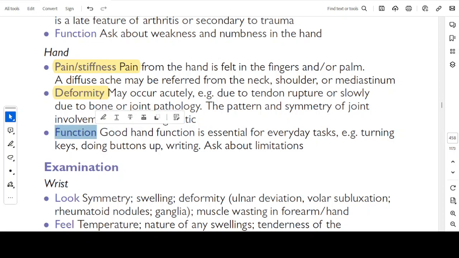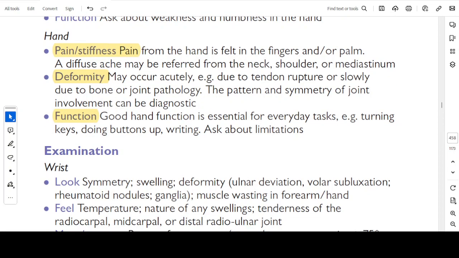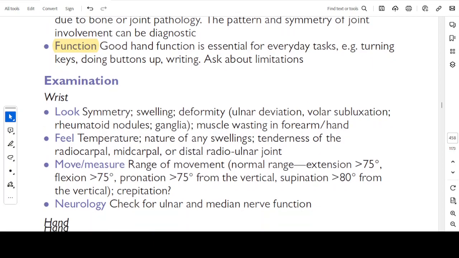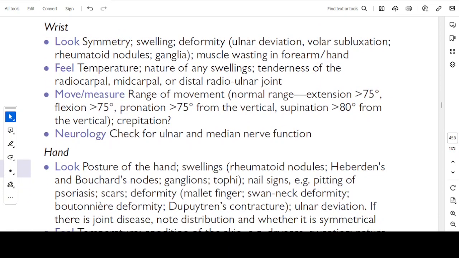Function. Good hand function is essential for everyday tasks: turning keys, doing buttons, writing. Ask about limitations. Examination of the wrist and the hand. So for the wrist, look at the symmetry. Swelling or deformity, ulnar deviation, volar subluxation, rheumatoid nodules or ganglia at the wrist, muscle wasting in the forearm or hand. Feel the temperature, nature of any swelling, tenderness of the radiocarpal or midcarpal or distal radioulnar joint.